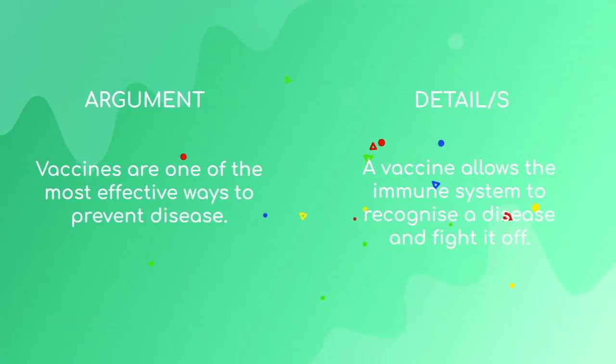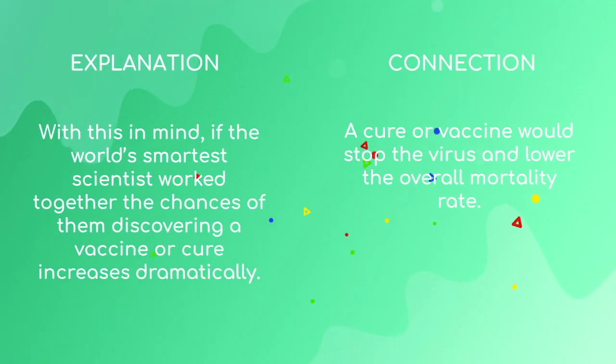Back to our example, we can see how a body paragraph could look for one of the arguments. Once again, notice how the argument is quite broad, but as we move towards the details, explanation, and connection, the language and direction is becoming more focused and direct, leaving little room for interpretation.